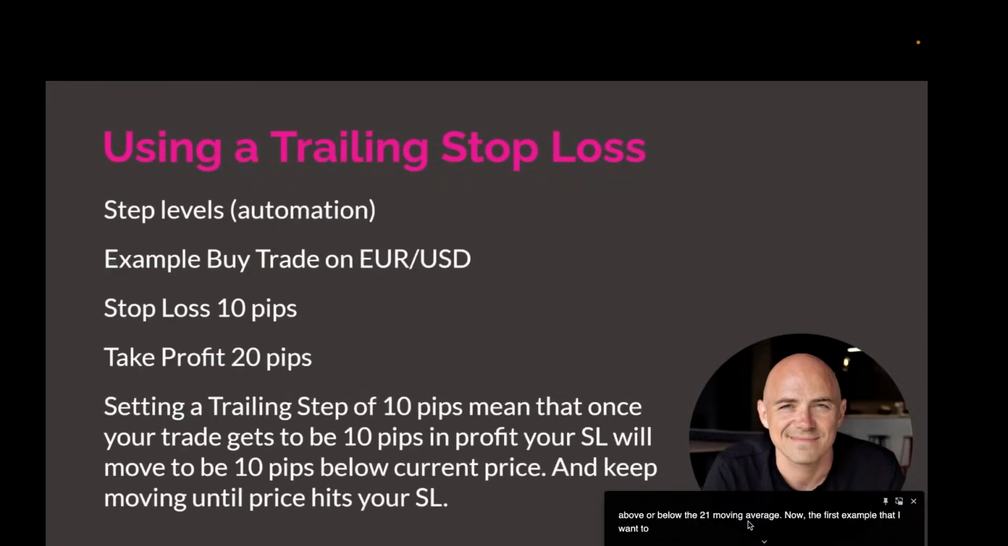Now, the first example that I want to cover is step levels. This is an automation. So for example, you would buy on Euro USD, whatever position size you want, but your stop loss is 10 pips and your take profit is 20 pips. If you set a trailing step of 10 pips, that means that once your trade gets to be 10 pips in profit, then your stop loss will automatically adjust to 10 pips below the current price. And if it keeps rising, that stop loss will keep rising and stay 10 pips behind it.